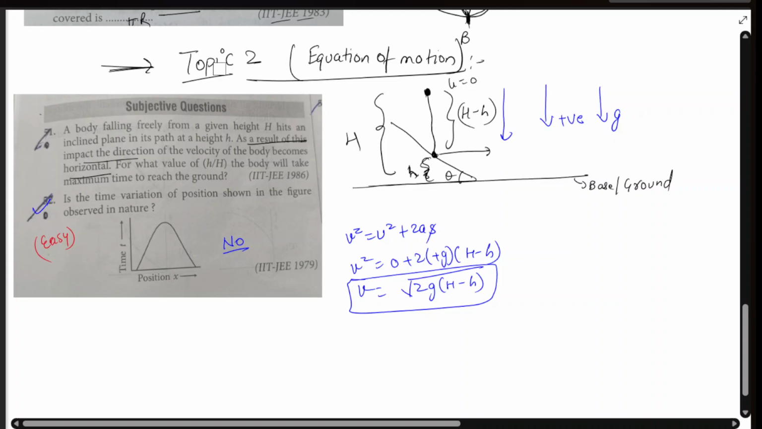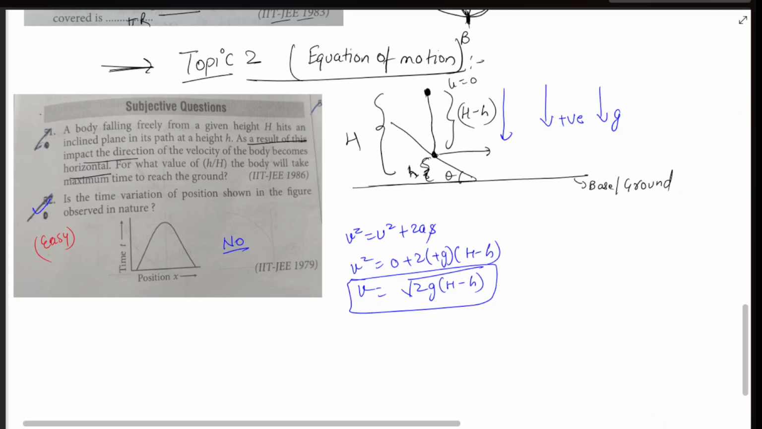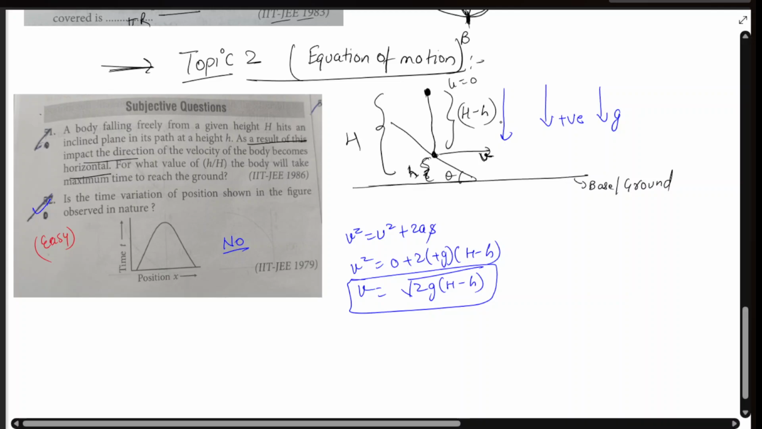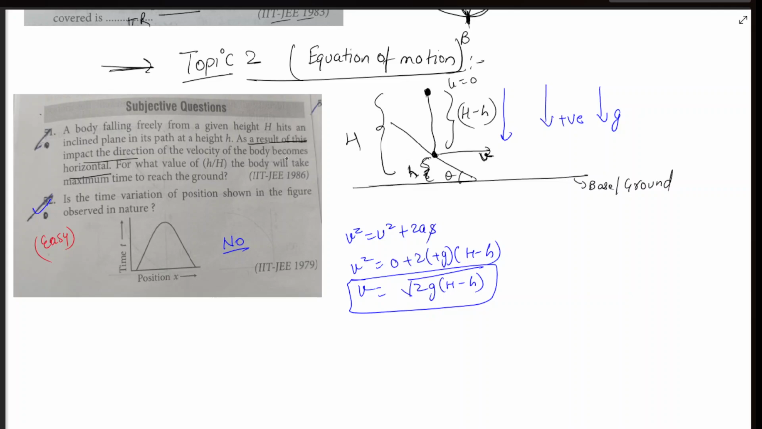Let me rub it. This is the velocity here, and this is H minus h. Perfect. It is saying find the value of h by H for which the body will take maximum time to reach the ground, right? It is a very interesting question. It will take maximum time to reach the ground. So our velocity is here, and it is horizontal.